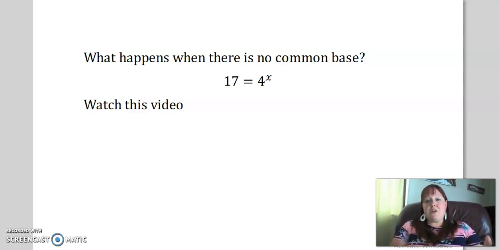All right, so when we have two exponentials that have the same base, it's really easy. You just set the exponents equal to each other and you solve it like any other equation, right? But you have some of these that you just don't have common bases for.